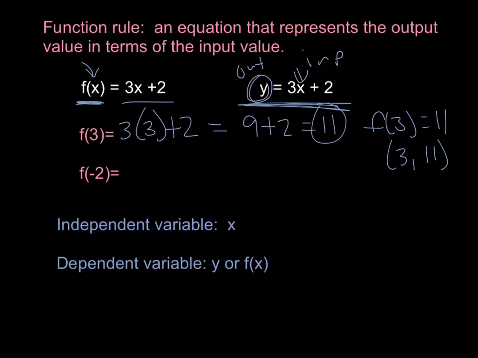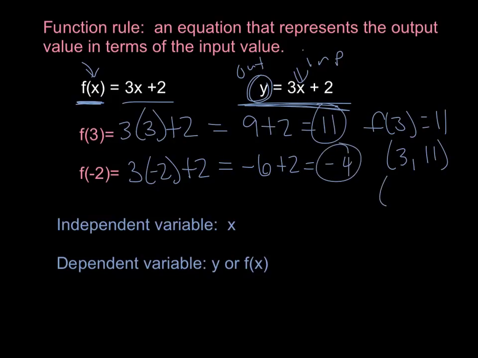Evaluate f of -2. This time we're going to plug -2 in for our x. 3 times -2 is -6, plus 2 is -4. So the output value is -4. So our ordered pair is -2, -4 as our input and output values.